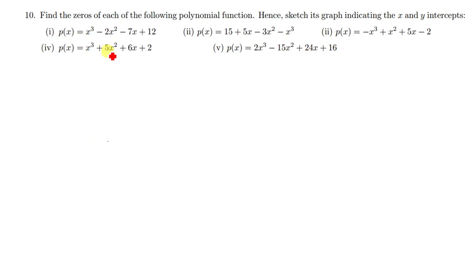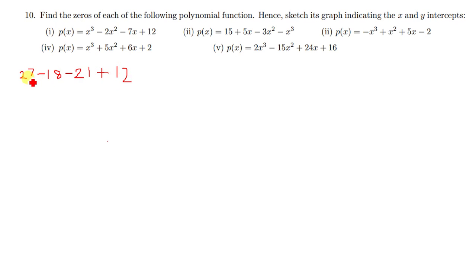So we quickly try another number. Let's try to put 3 there. When you try x is equal to 3, you put 3 there, it's going to give you 27. Put 3 there, 9 times 2, which is 18. Put 3 there, 3 times 7 is going to give you 21. And then you have plus 12.